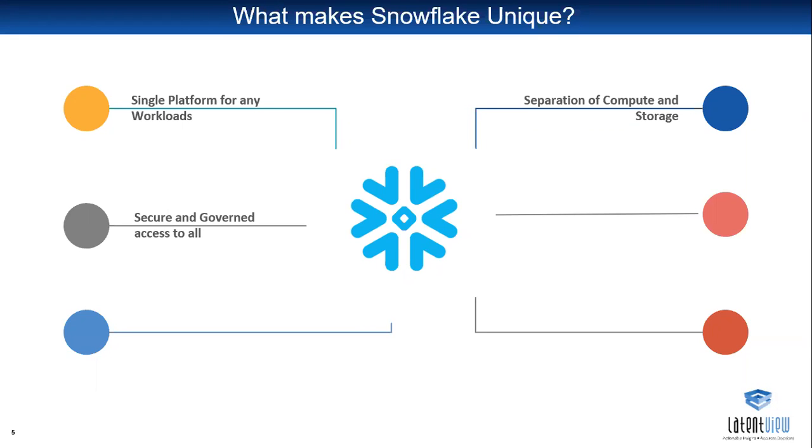And next, it is secure and governed access to all. So the security is taken care of in all the cloud providers. Snowflake security and governance is managed by Snowflake itself, where you have role-based access and everything defined within Snowflake itself. And next, it gives you unlimited performance and scalability.